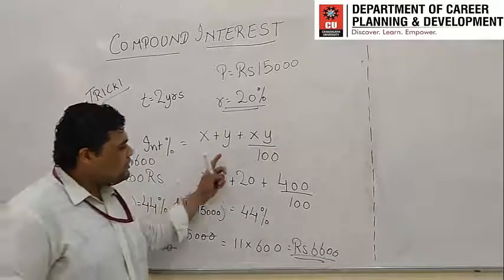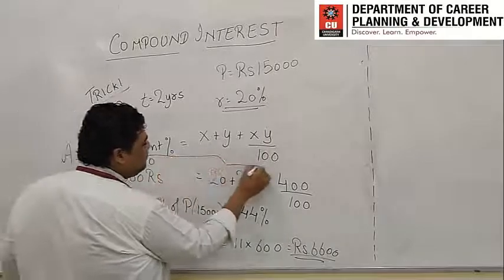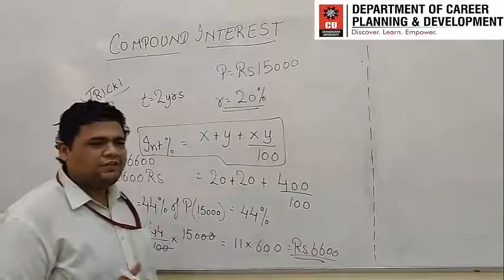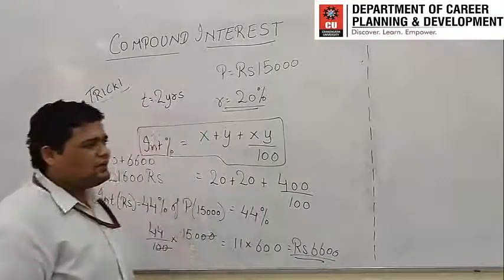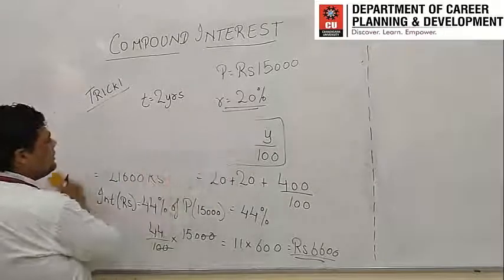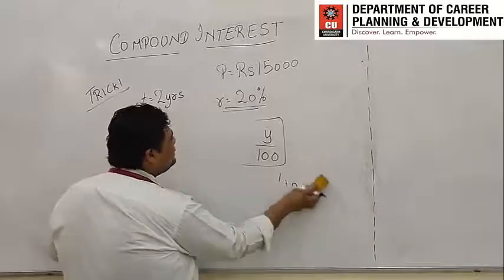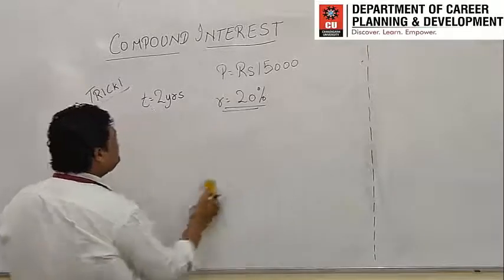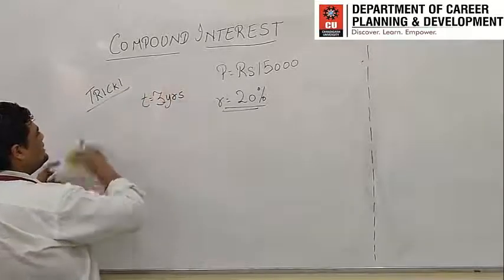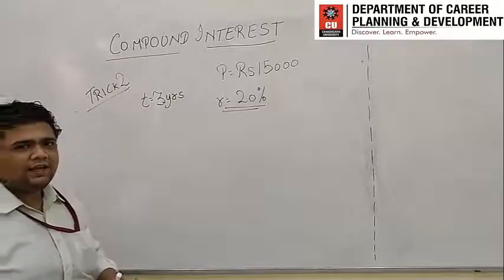This is the trick we will use only when the time is 2 years. You can also use this in case of 3 years or 4 years, but that will make your question lengthy. So for the 3 years case, we will see our next trick. I am taking the same example, I am just changing the time to 3 years. Then I am solving with my second trick.